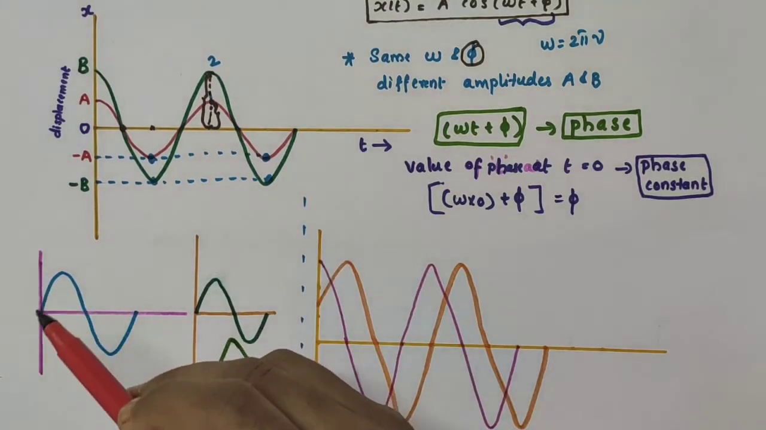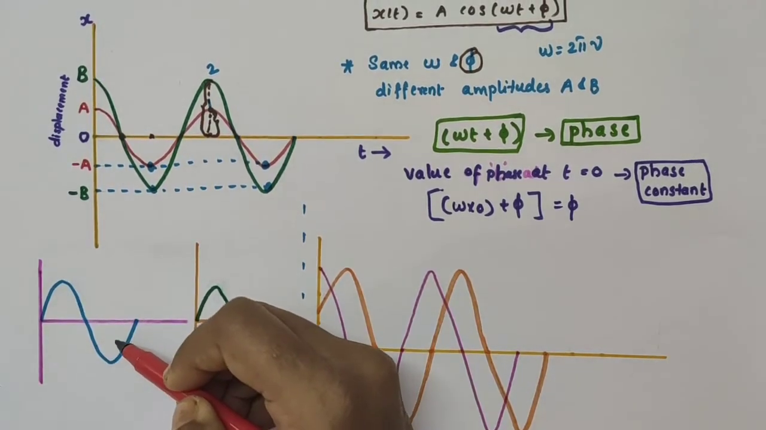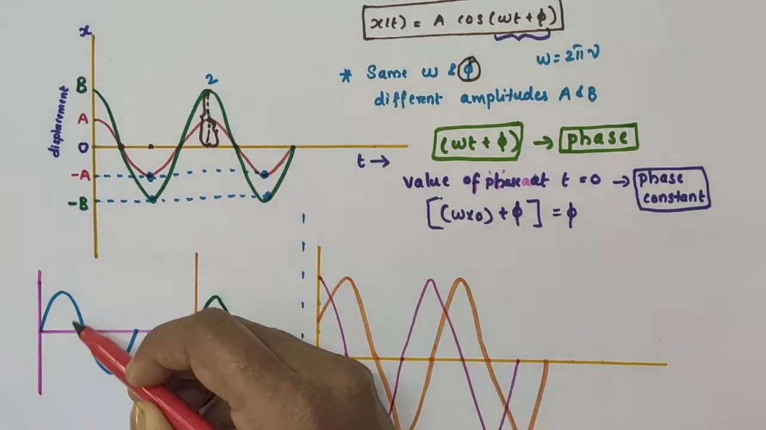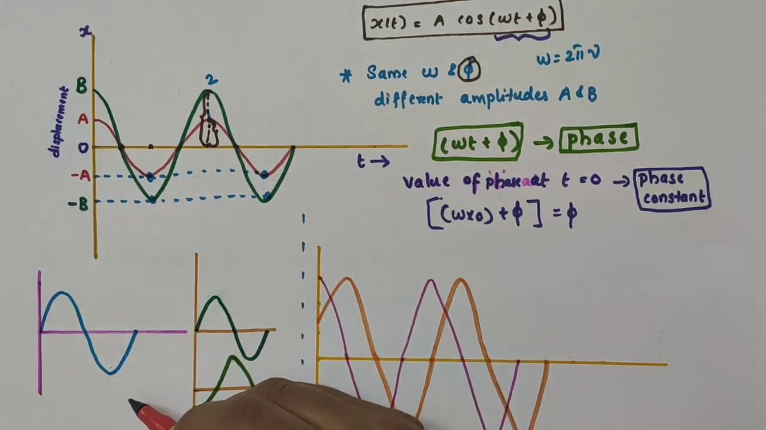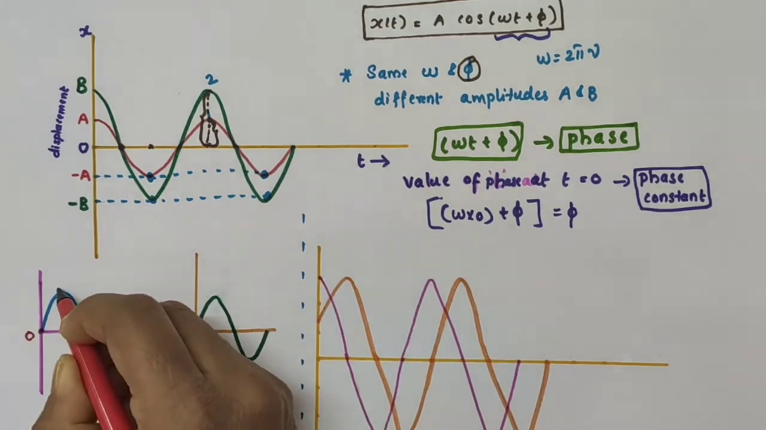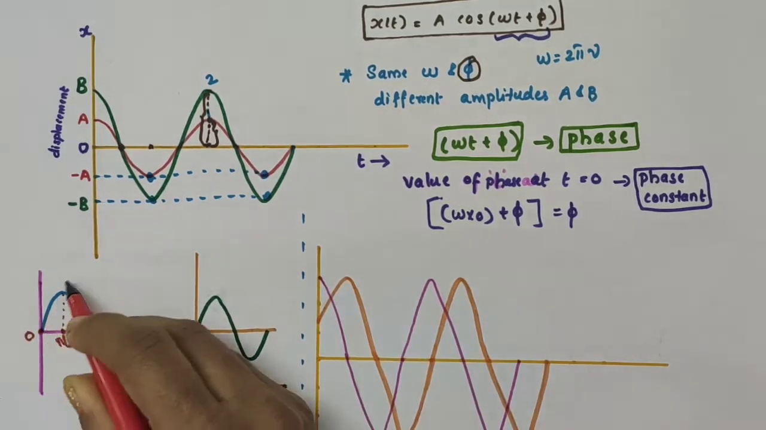Now, consider this figure. Here we have a full wave, that is this blue colored one. This one is actually a full wave. Now if I mark the angle here as 0, then the angle corresponding to this peak value is pi by 2. This is actually a sine wave.